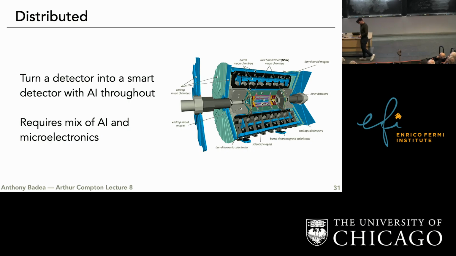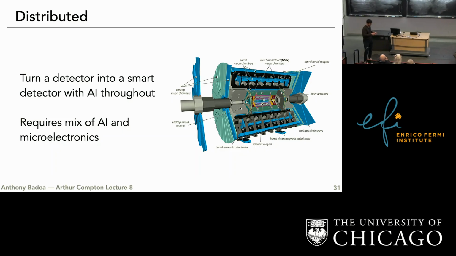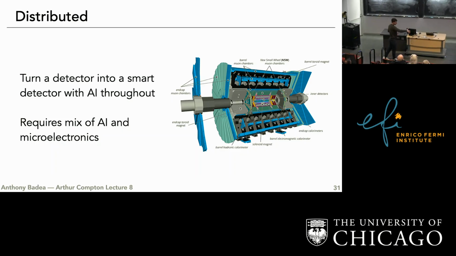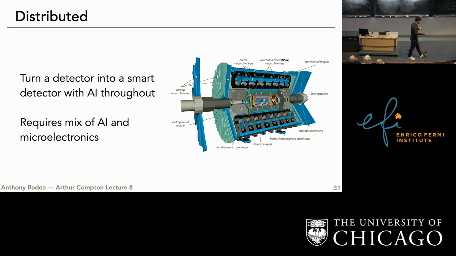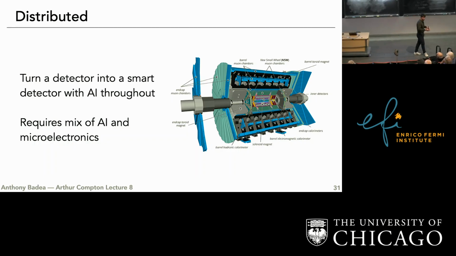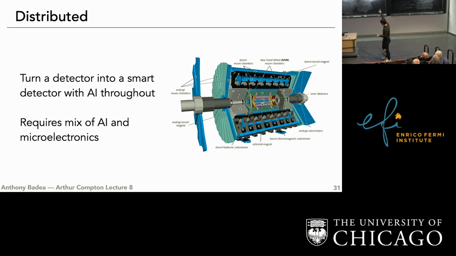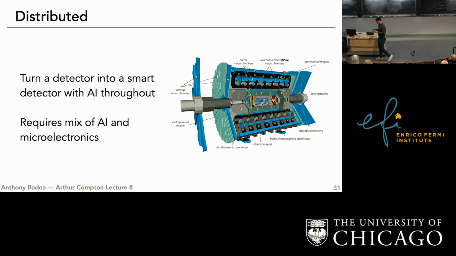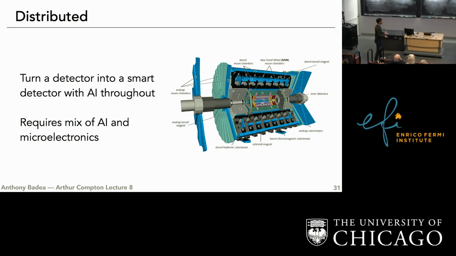So this idea of distributed AI. If you remember the triggering lecture, we talked about how the data was being flown effectively off the detector into dedicated electronics like FPGAs, and then you had algorithms running on those to actually make decisions. The idea here is that because the data rate is so high, you can't actually transmit all of that data in real time. So what you need is computing on the experiment itself, inside of the detector hall, right next to the collisions, to do analysis in real time. And what this requires is a mix of AI and microelectronics.